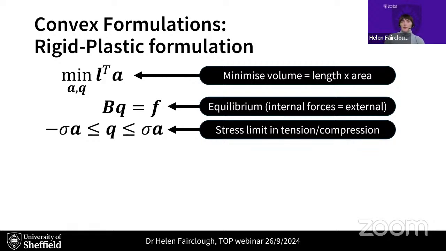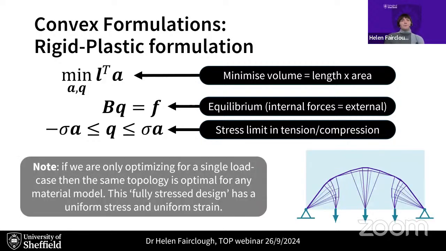So this is typically called the rigid plastic formulation because it doesn't explicitly enforce elastic compatibility. But if we're just solving a single load case problem, then we find that the same topology is optimal for any material model. So this is your classic Mitchell structure or fully stressed design. All the bars have the same stress and the same strain. So it doesn't really matter what material model we're using.